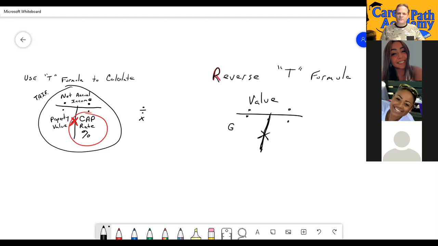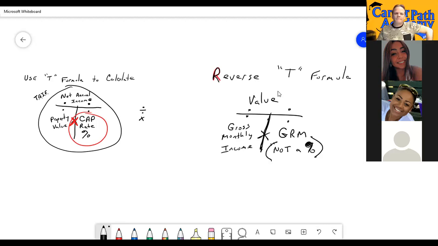Down here is going to be the gross monthly income. And on this side is going to be the GRM, which I am going to say is not a percent. It's not a percentage. It's a whole number. And it works the same way. TGIF, top number goes in the calculator first.